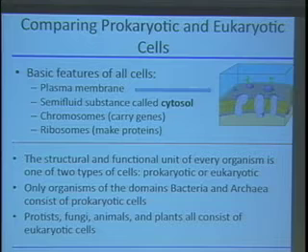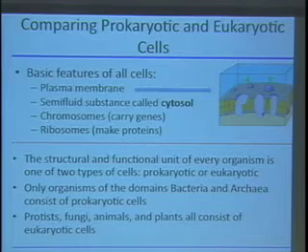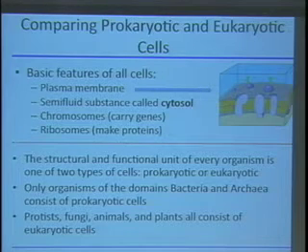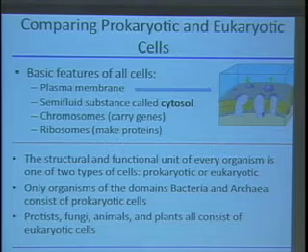But then it turns out that if we look in a little more detail, there are two types of cells that are called prokaryotic and eukaryotic, and these have some very interesting and important differences in the way they're set up and the way they work. And we want to talk a little bit about that.